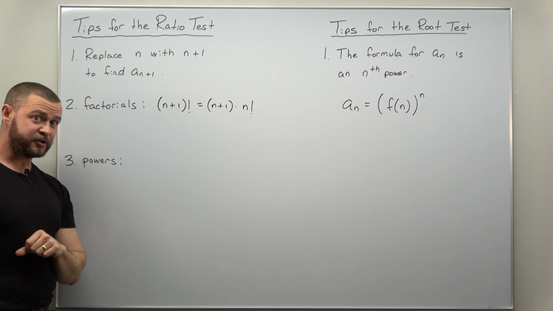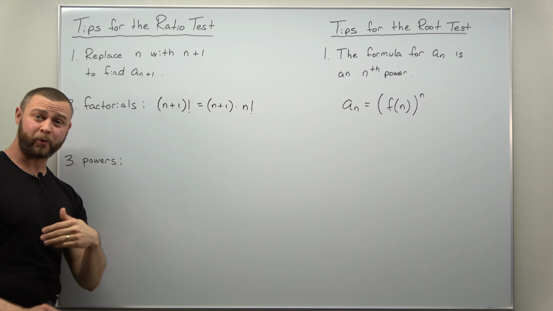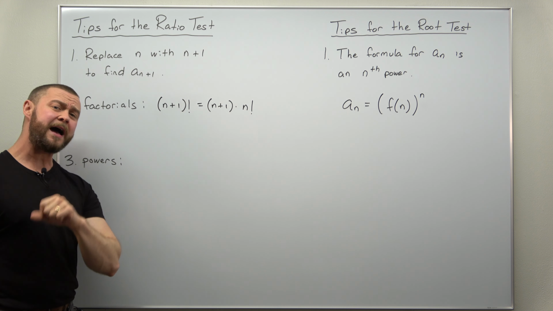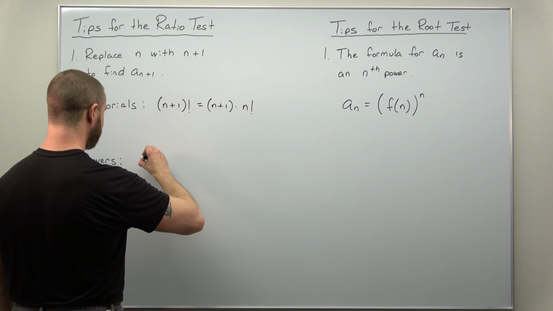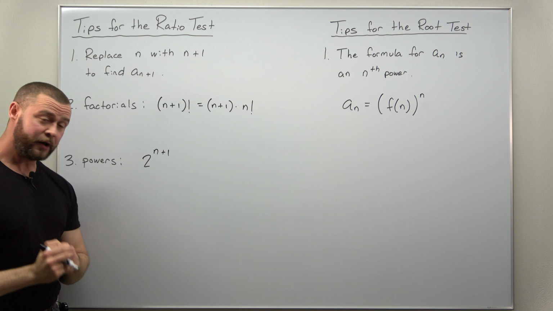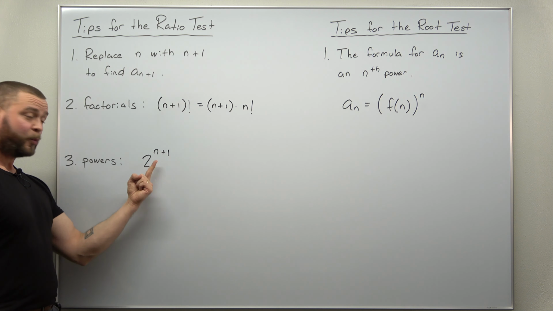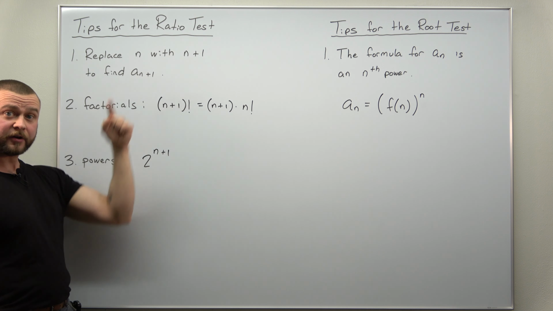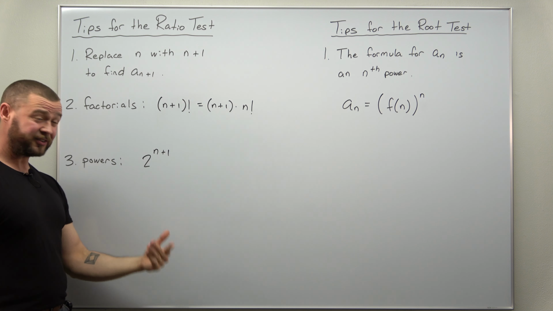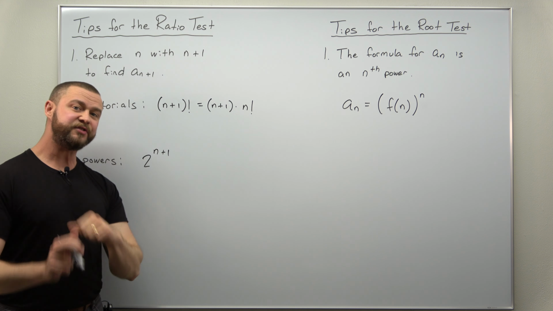The last tip for the ratio test is a basic exponent rule, which is sometimes overlooked or not really mentioned in a Calc 2 course. And it deals with when you have nth powers. Now, let's say we have 2 to the n plus 1. The term here, a sub n, might have contained 2 to the n. Replace n with n plus 1 to increment, and you might get something like this. Now, a lot of students I've encountered really don't know what to do with this, but we're going to just reverse a basic exponent rule.